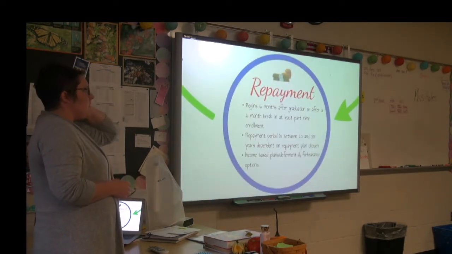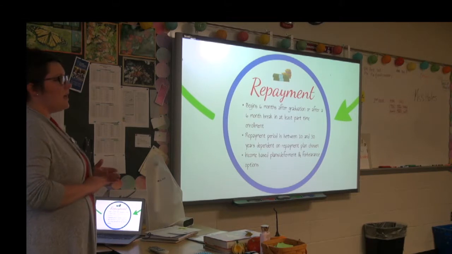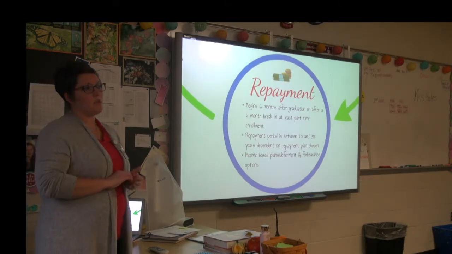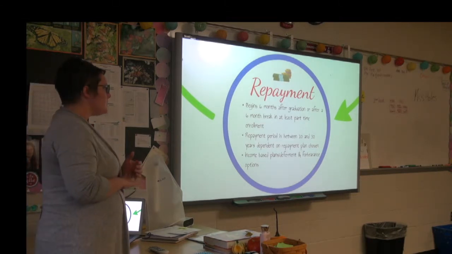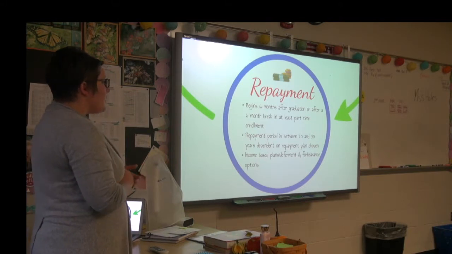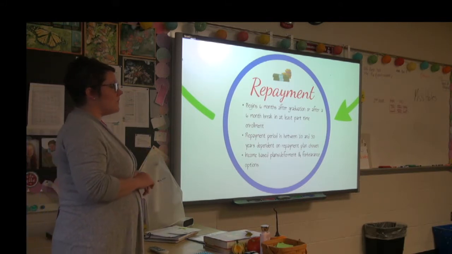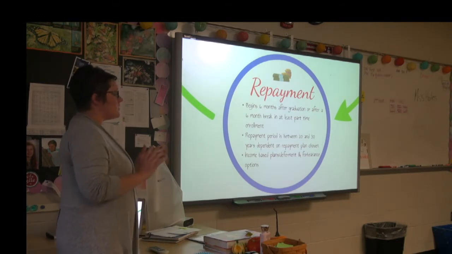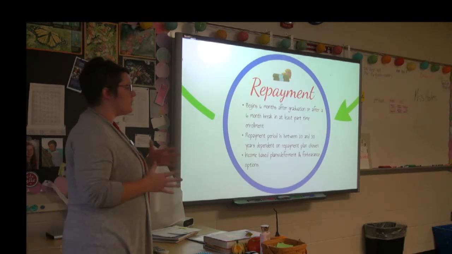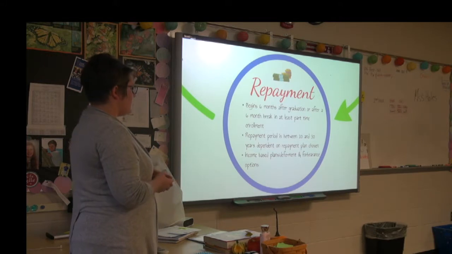When it comes to repaying those loans, students do have a 6-month grace period after they graduate before they go into repayment. Repayment period standard is 10 years. 10-year repayment plan is what you go into initially. You can adjust it. There are lots of different repayment plans, all the way up to 30 years.